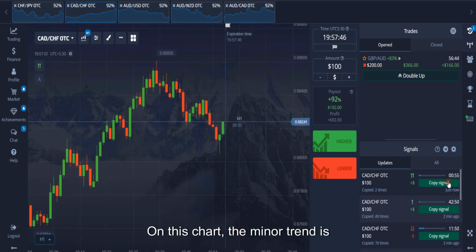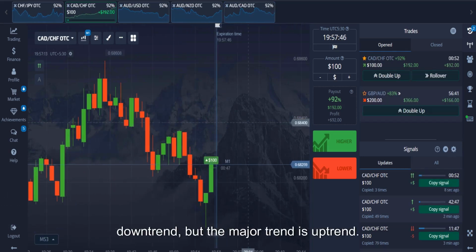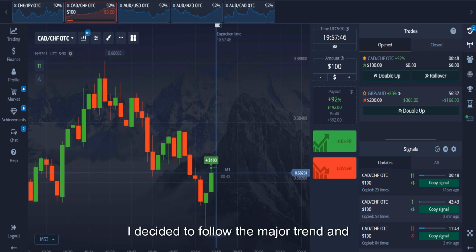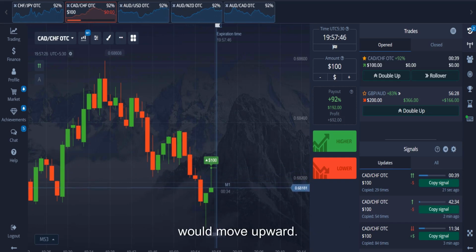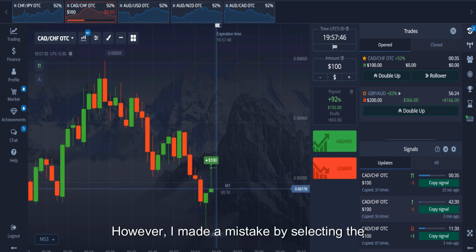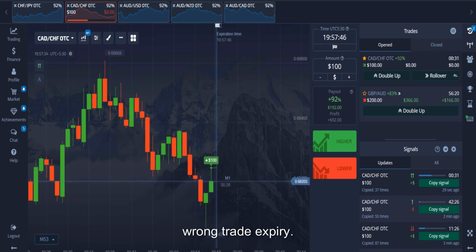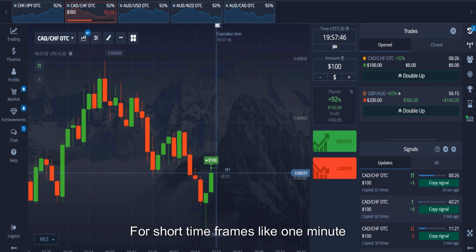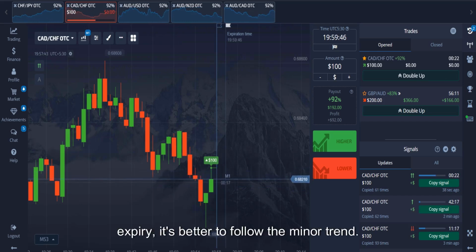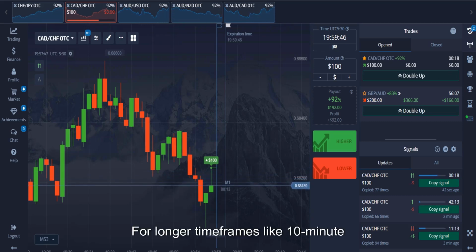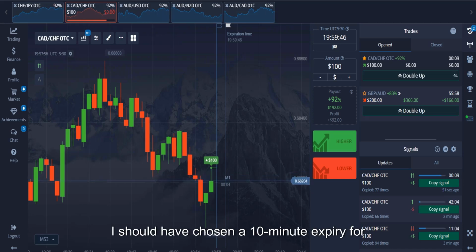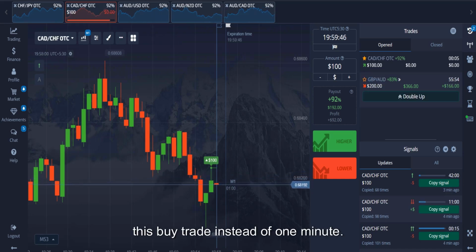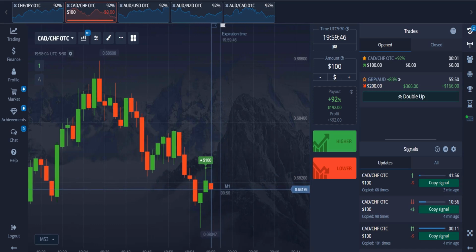On this chart, the minor trend is downtrend, but the major trend is uptrend. I decided to follow the major trend and placed a buy trade thinking the market would move upward. However, I made a mistake by selecting the wrong trade expiry. For short time frames like 1-minute expiry, it's better to follow the minor trend. For longer time frames like 10-minute expiry, the major trend is more reliable. I should have chosen a 10-minute expiry for this buy trade instead of 1 minute.